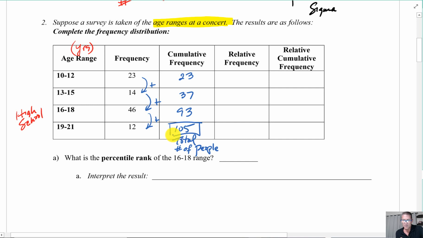What's the relative frequency? Okay, now the relative frequency is some number out of the total. So to get the relative frequency, we take the frequency and divide it by the total, which is 105. All right, so here we're going to take 23 divided by the total 105. We're going to come up with a decimal here because it's always out of the total number of people.